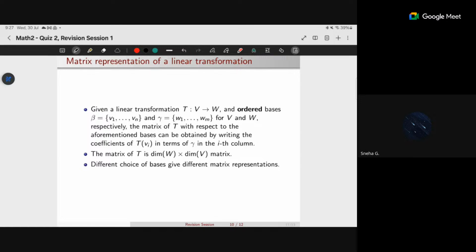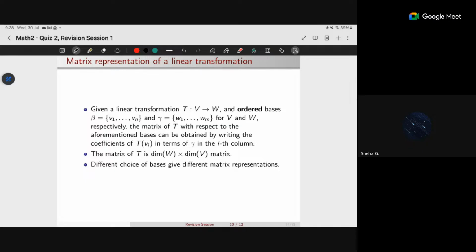Given a linear transformation and a choice of basis for the domain and the codomain, we can construct what is called the matrix of the linear transformation. Now, what is the size of the matrix? Dimension of the codomain times dimension of the domain. That is the size of it. And how do I get it? I look at the images of basis vectors, express them in terms of the basis for the codomain, and write down the coefficients as columns.